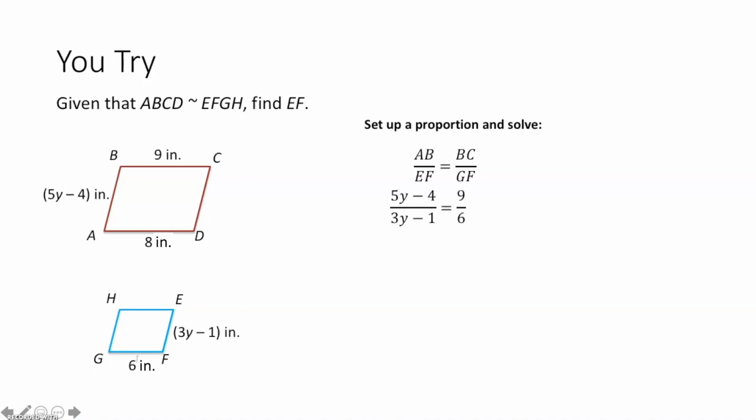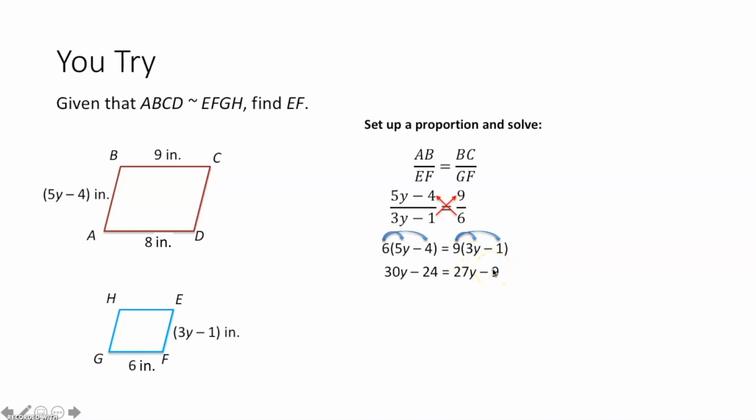So when I plug stuff in, use the cross product property. Remember, you're distributing this 6 to the whole thing in our numerator, 5y minus 4. And then this 9 is going to distribute to the 3y and to the negative 1. So down here, I distribute 6 to the 5y and to the negative 4. 9 goes to the 3y and to the negative 1. So we multiply that all out. 6 times 5y gives me 30y. 6 times negative 4 gives me negative 24. 9 times 3y is 27y, and 9 times negative 1 is negative 9.